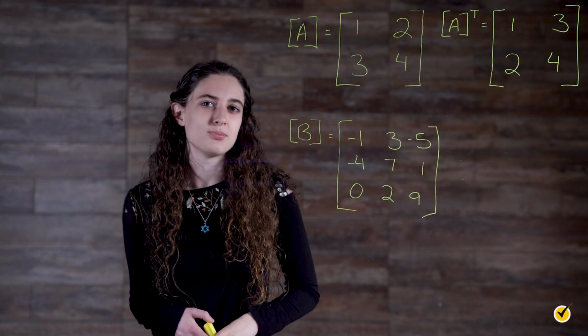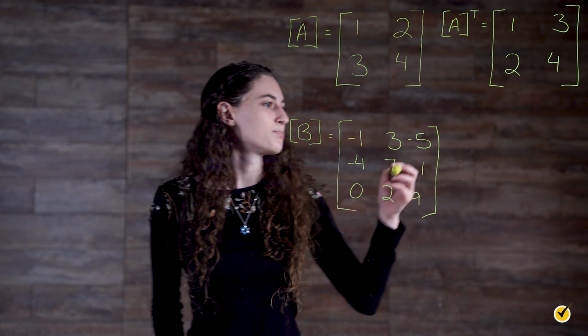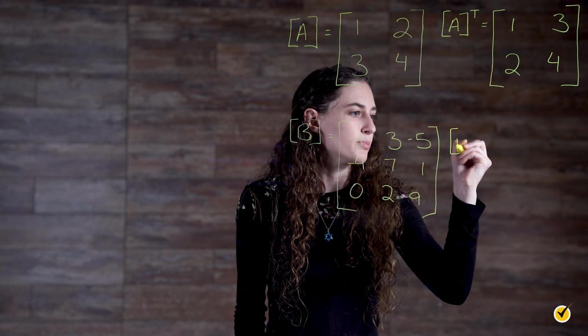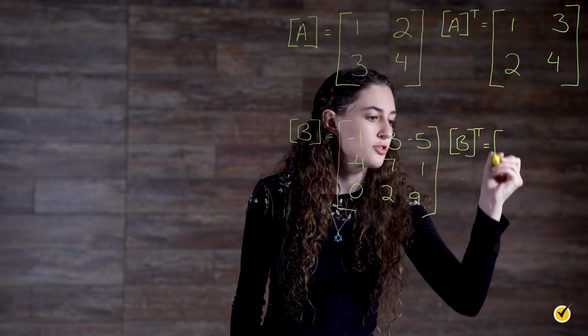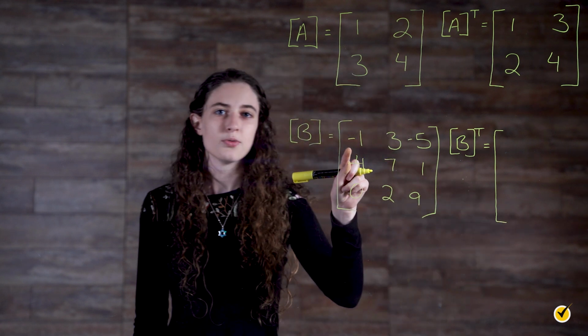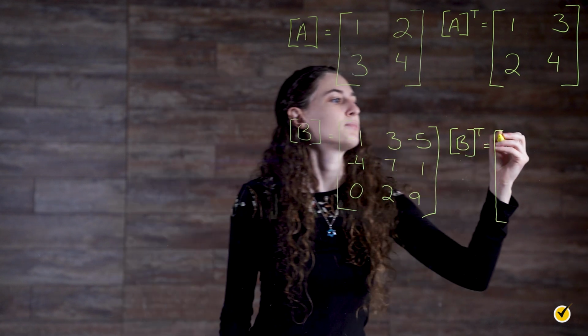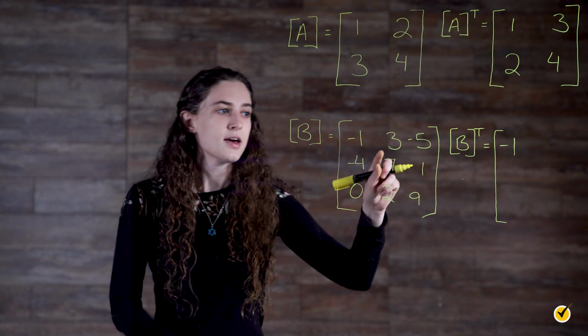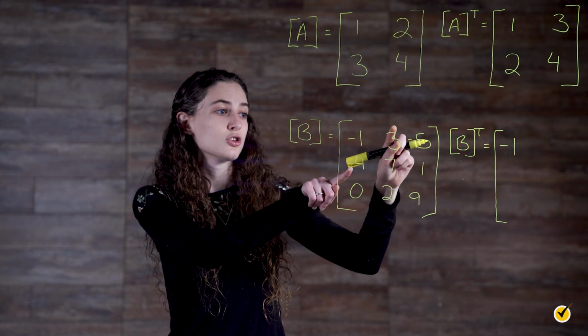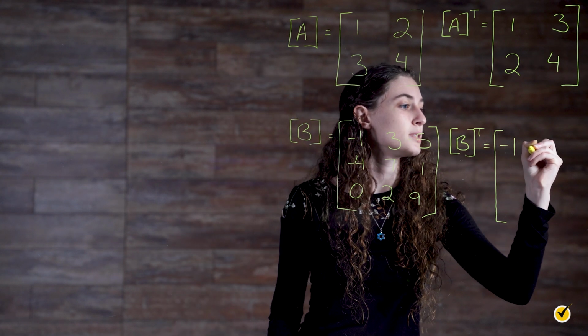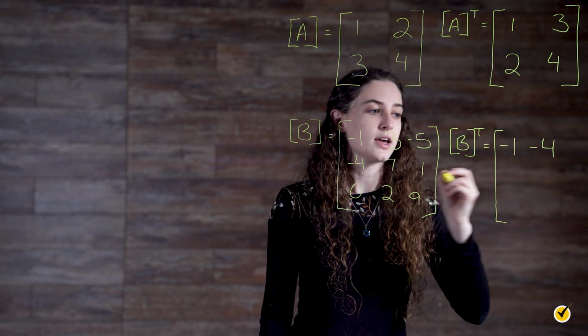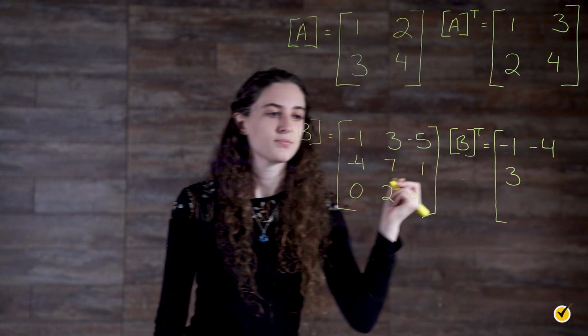Now if we want to transpose matrix B, we'll do something similar. So the transpose of matrix B is going to be another 3 by 3 matrix. Remember, the first element stays the same, -1. Then the next diagonal flips. So 3 and -4 are going to flip. 3 becomes -4, and -4 becomes 3.